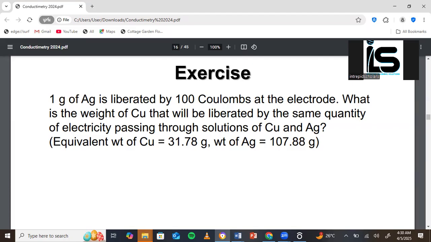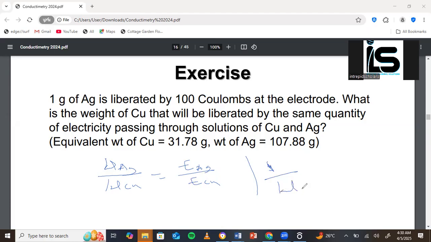Yes. Now, according to the general formula, the weight of silver deposited over the weight of copper deposited is in the ratio of the equivalent weight of silver over the equivalent weight of copper, right? So if we substitute, that means 1 over the weight of copper deposited is equal to the equivalent weight of silver, which has been shown, 107.88, all over 31.78. Then we can just change the subject, make this one the subject and solve the question.